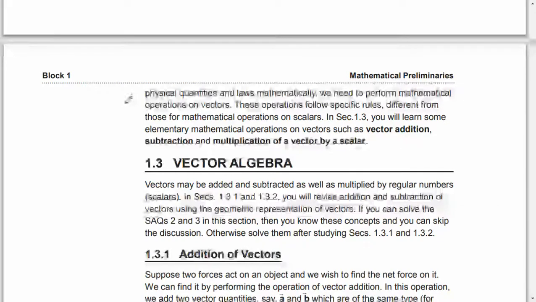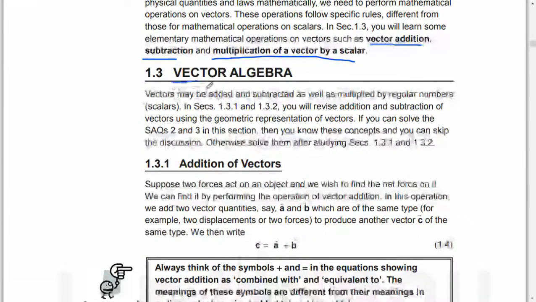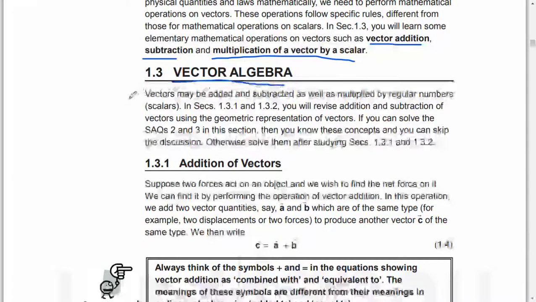In section 1.3, you will learn some elementary mathematical operations on vectors such as vector addition, subtraction, and multiplication of a vector by a scalar. Vector algebra. Vectors may be added and subtracted as well as multiplied by a regular number, a scalar. In this section, you will revise addition and subtraction of vectors using the geometric representation of vectors. If you can solve the SQs 2 and 3 in this section, then you know this concept and you can skip this discussion. Otherwise, solve them after studying sections 1.3.1 and 1.3.2.